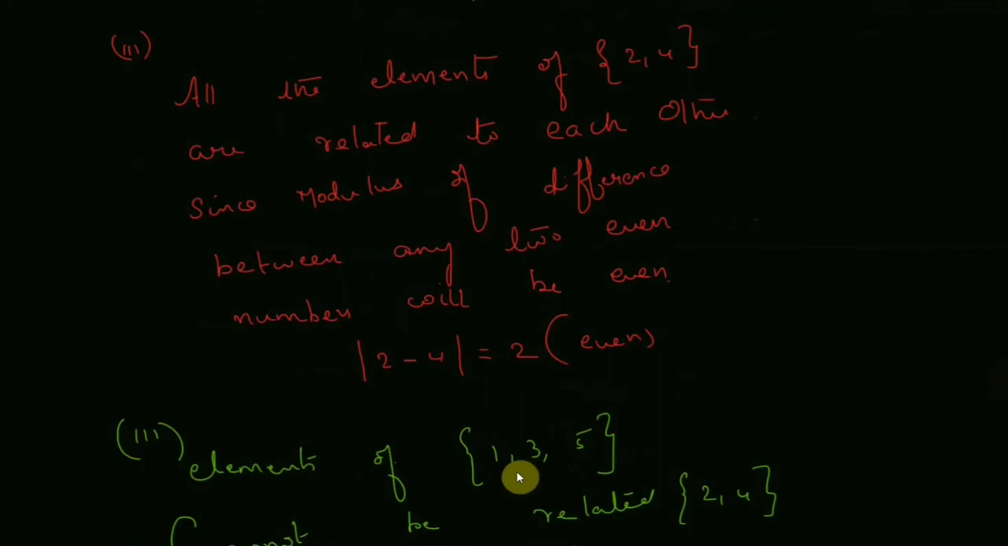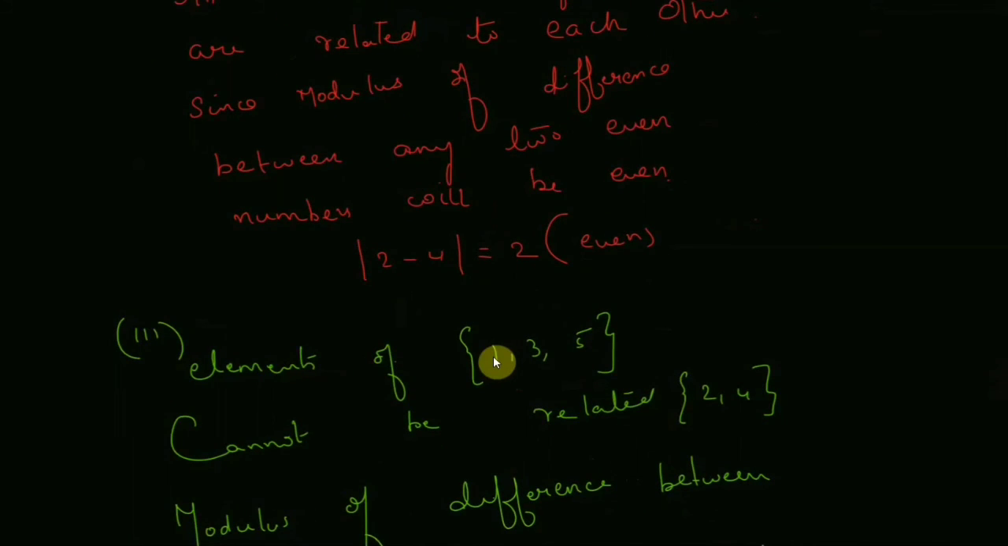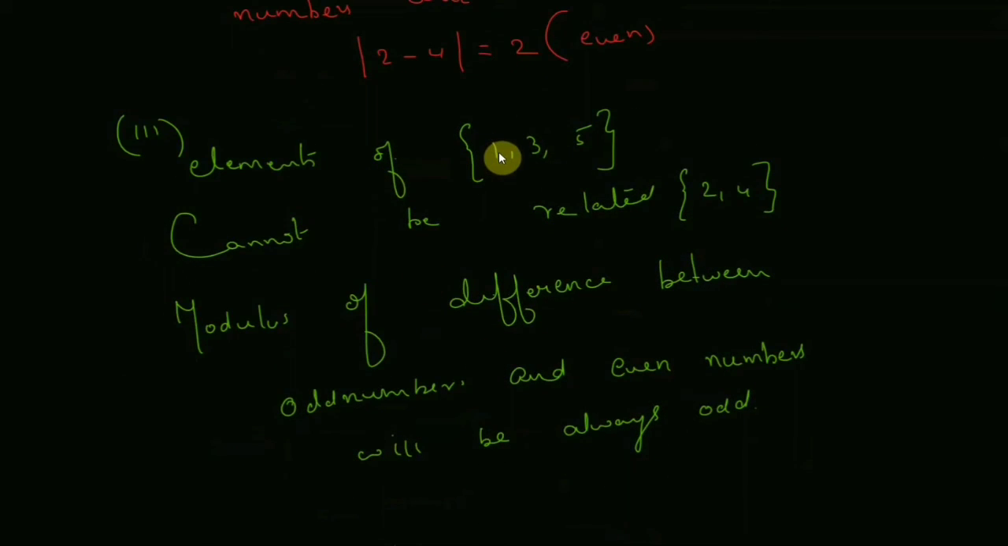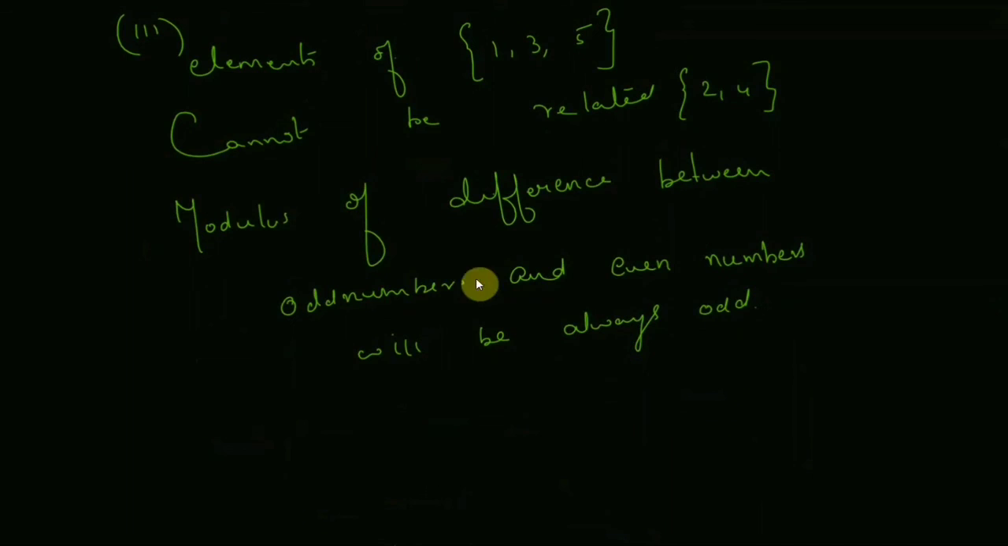What about the subsets {1, 3, 5} and {2, 4}? Are they related to each other? No, because the difference between an odd number and an even number will always be odd. Take any two numbers, one odd and the other even, and the difference will always be odd: |1 - 2| is 1, 3 minus 4, 5 minus 2, 5 minus 1 or 5 minus 4, whatever it is. So the modulus of the difference between odd numbers and even numbers will always be odd, so they cannot be related to each other.